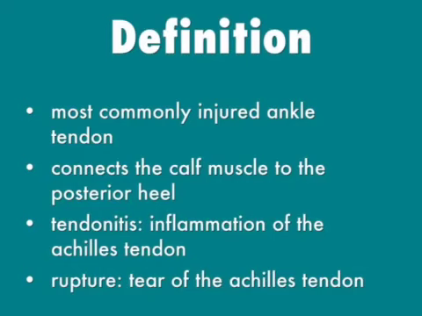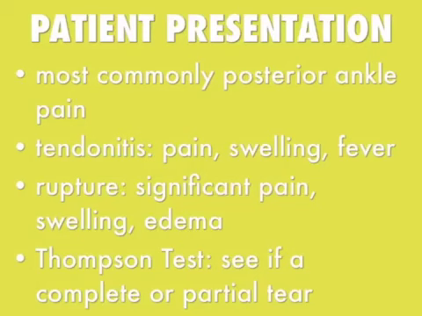The Achilles tendon connects the calf muscle to the posterior heel and is the most commonly injured ankle tendon. I will talk about two conditions, tendinitis, which is the inflammation of the Achilles tendon, and rupture, which is the tear of the tendon. Most commonly, patients will present with posterior ankle pain, and in tendinitis, they will have swelling and a fever. If there's rupture, they will be in significant pain with swelling and edema.